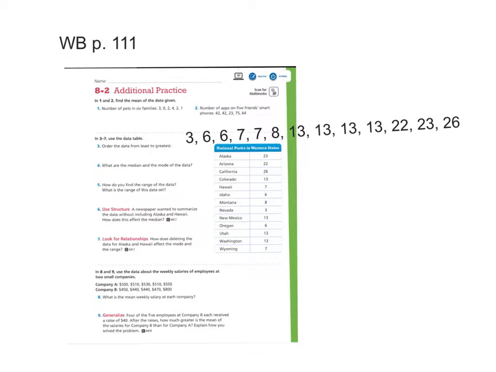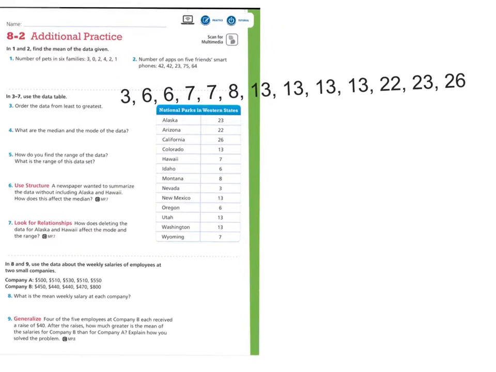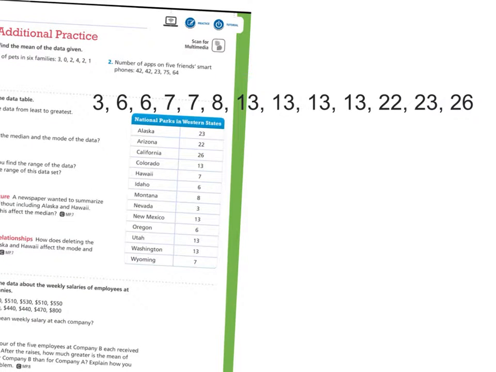So we're going to look at a few problems here on workbook page 111. We're going to start out with number 3. They've got some numbers there. They've asked us to order those from least to greatest. So just to save time here a little bit, I've got those in order here for you. I'm confident you can put numbers in order from least to greatest. So this is number 3.